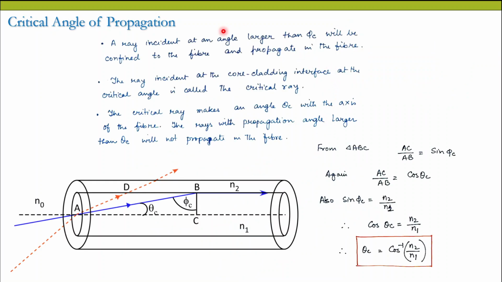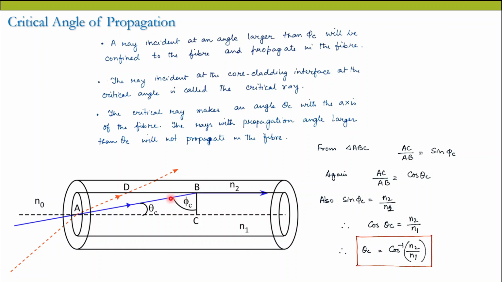Now if certain rays are incident at an angle larger than phi c, they will be confined to the fiber because they will be totally internally reflected. So if a ray is incident at an angle greater than phi c, it will be totally internally reflected inside this core and it will propagate in the fiber. The ray incident at the core-cladding interface at this critical angle is known as the critical ray.